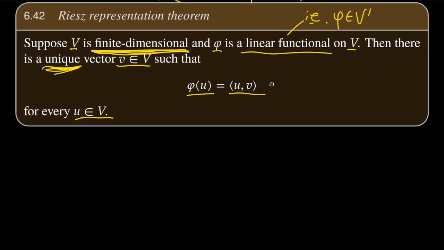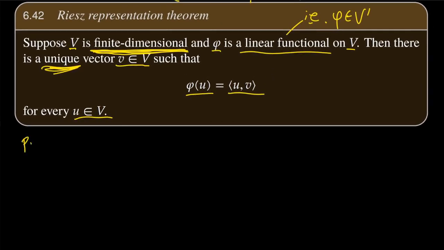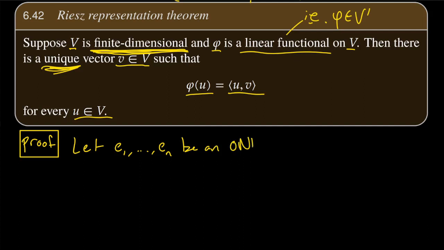So the proof of this bad boy is kind of fun because it's not actually too hard. It's much less involved than some of the other things we've been proving in recent sections. And in fact, I think it looks pretty clean. So the idea is as follows. Let's let e1 through en be an orthonormal basis of V.